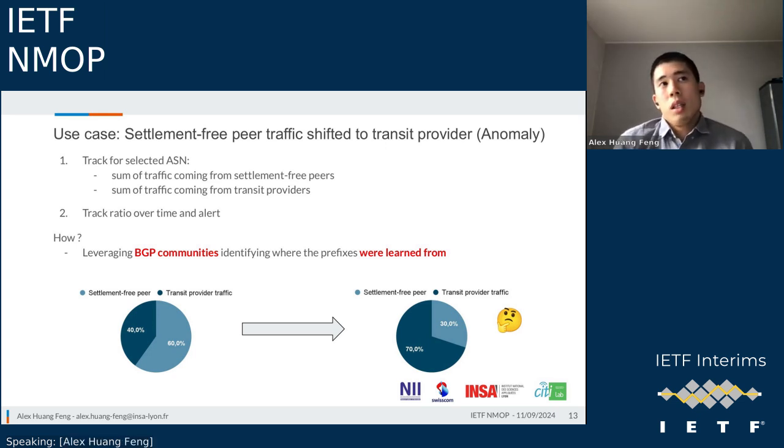And secondly, we can track the ratio over time and alert when there is a big shift of traffic, to check if there is an issue on our network or if it was actually the customer who wanted this shift, and therefore we cannot do anything. But at least we want to be alerted in case there is an issue in our network and we are paying the bills a bit more expensive.